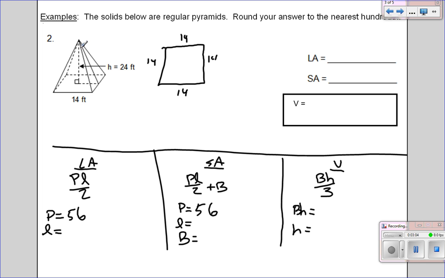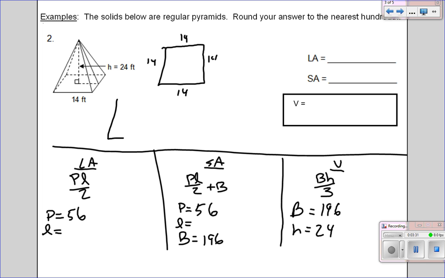Now look at this 24 number. That 24 is the height because it goes down to the middle. So the height is 24. Sorry, I accidentally wrote BH there. It should just be B. So we have a square for a base. Can we solve for the area? Sure. 14 times 14 is 196 for the area of the base. So the only thing that's left is to find the slant height.